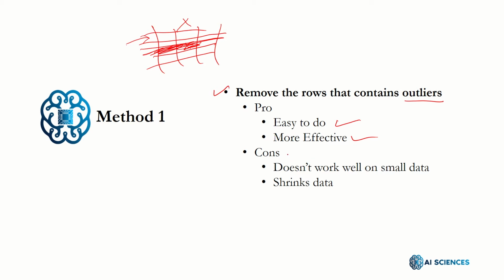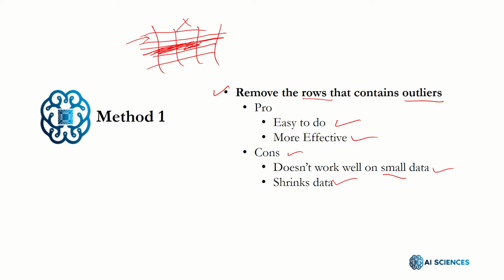Its con is that it doesn't work well on small data, which means if your data amount is already very small and you remove some rows from it, it will become even smaller. And if you're using deep learning, I think that would be a problem. It just shrinks the data because it removes rows from the data. But if you have a lot of data, you're good to go. You can just remove the rows.